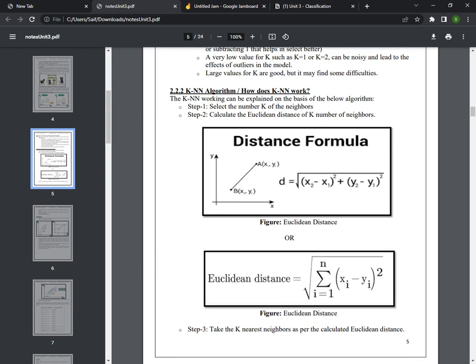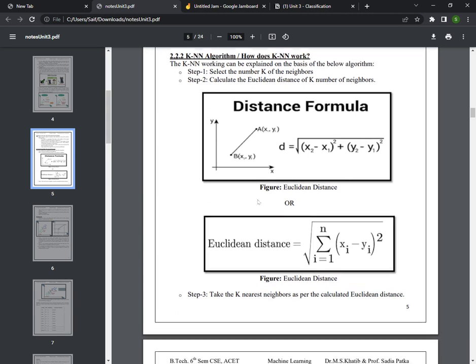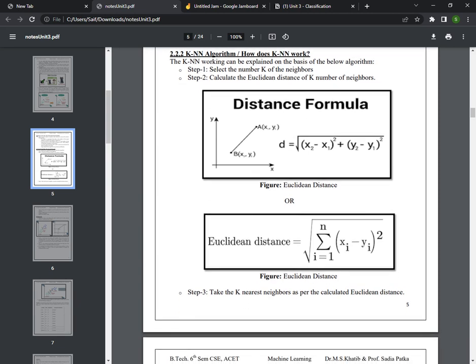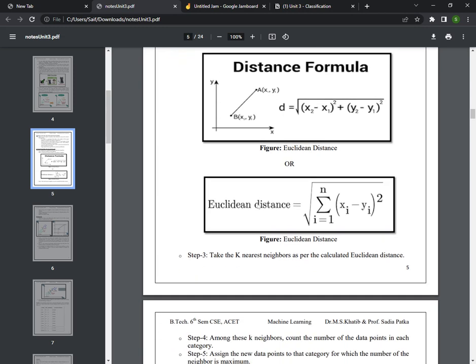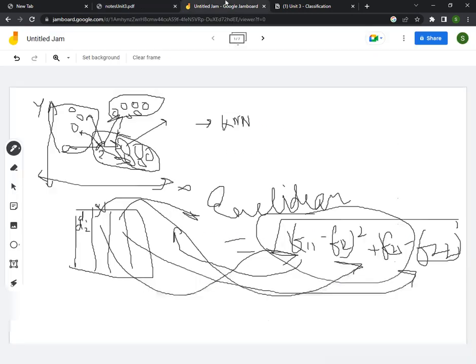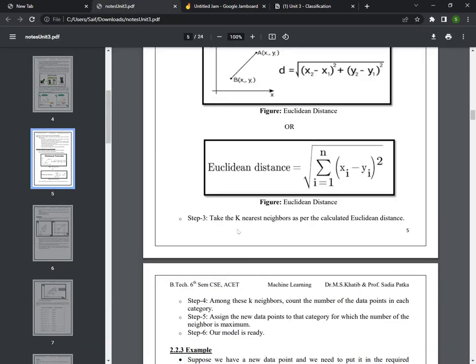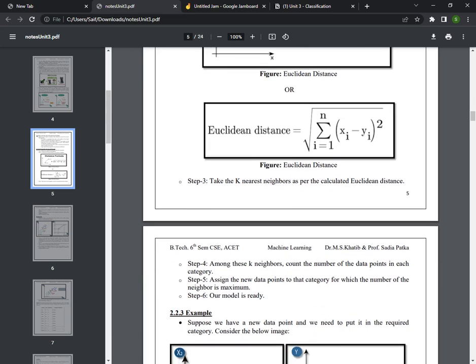number of neighbors. Okay, we have selected a k, and whatever the k is, we only take that k. We only calculate the Euclidean distance of the k number of neighbors. Now the third step is to take the k nearest neighbors as per the calculated Euclidean distance. As I have told you before, we find the Euclidean distance, and according to that distance, we take the k nearest neighbors.